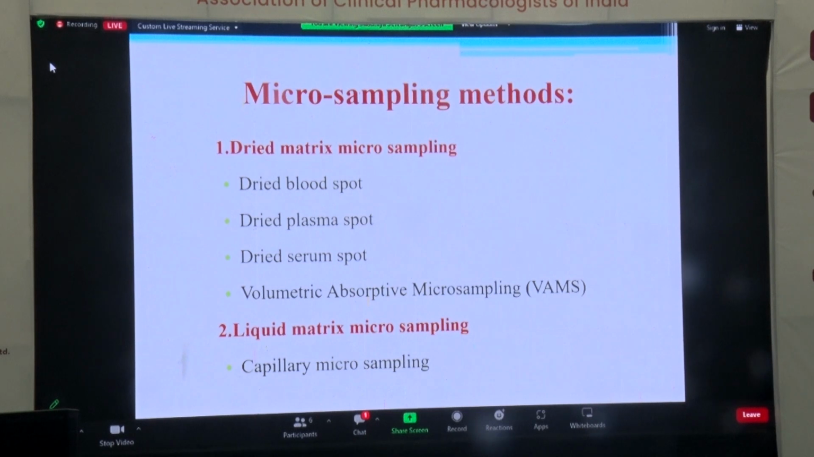Other methods of collecting blood, other than the usual blood sample, is dried matrix microsampling, where we can take either dried blood spot, dried plasma spot, dried serum spot, or volumetric absorptive microsampling. The advantage of this dried matrix microsampling is that less volume is sufficient. With finger prick blood, we can go for dried blood spot, and this can even be done by the patients themselves in their house, and they can give the dried blood spot for analysis to the lab. And another easy method of collecting the blood sample is capillary microsampling.